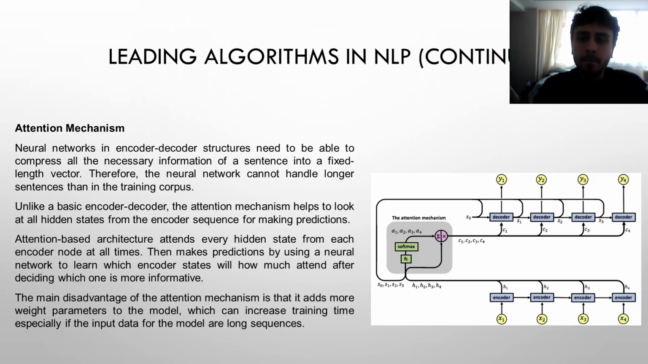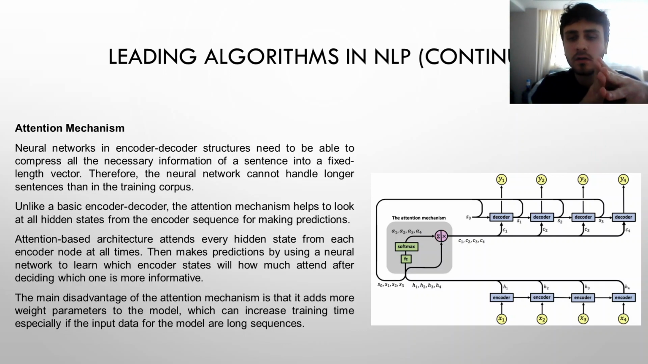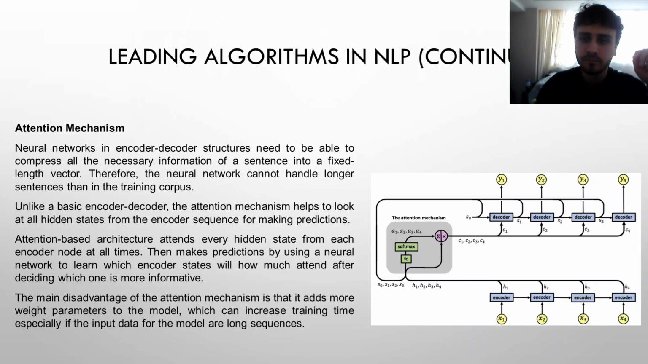So it works by deciding which hidden state joins more, and there's another ANN that works for that goal. But the disadvantage is that time really increases when the sentence length increases, when the text corpus's length increases.